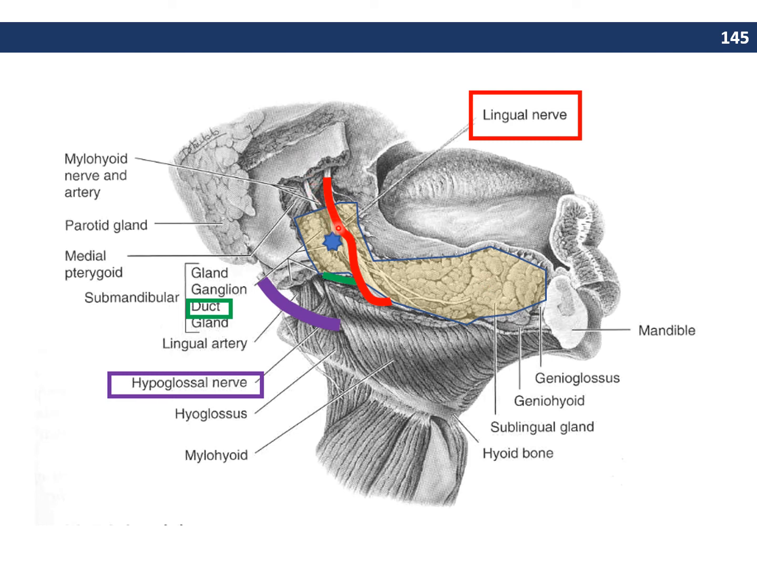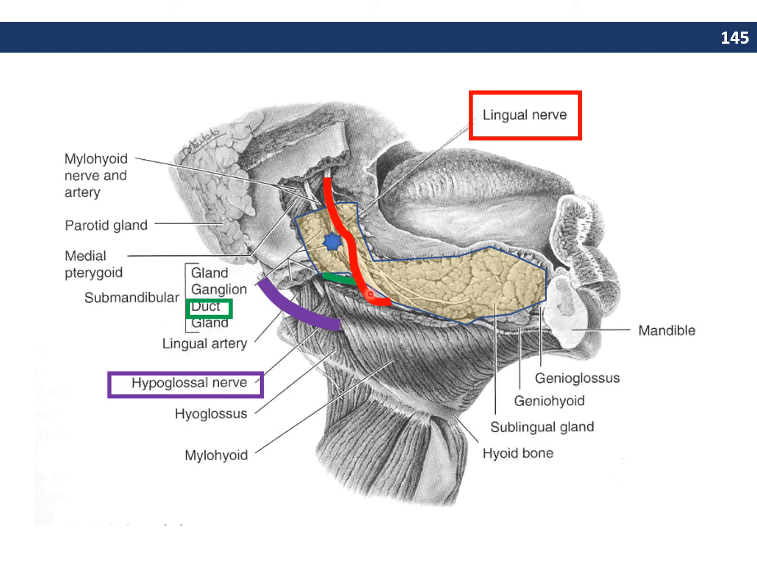Superficial to that is the lingual nerve, which we saw in the infratemporal fossa, and hanging off of the lingual nerve is the submandibular ganglion. The submandibular ganglion is one of those four parasympathetic ganglia in the head. We've seen now ciliary, pterygopalatine, otic, and this is the fourth one, submandibular ganglion.